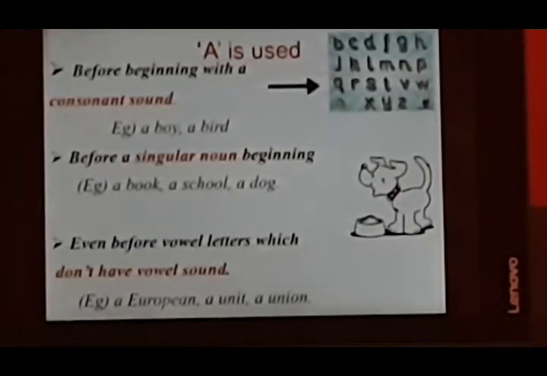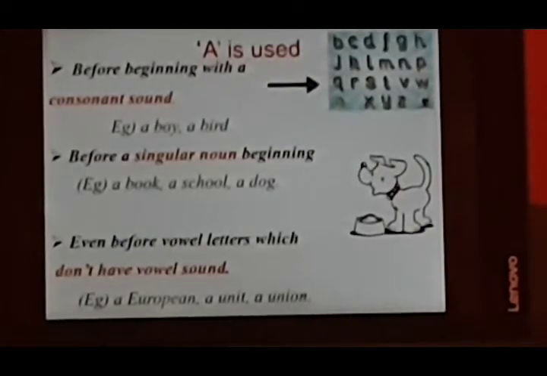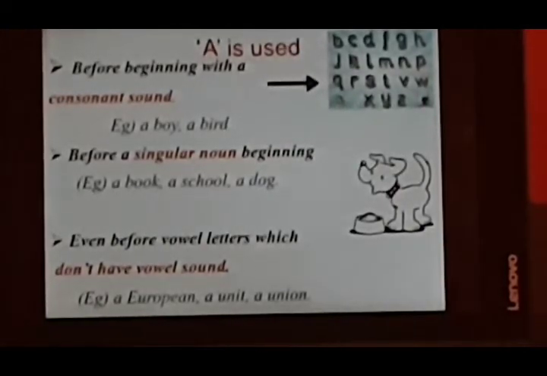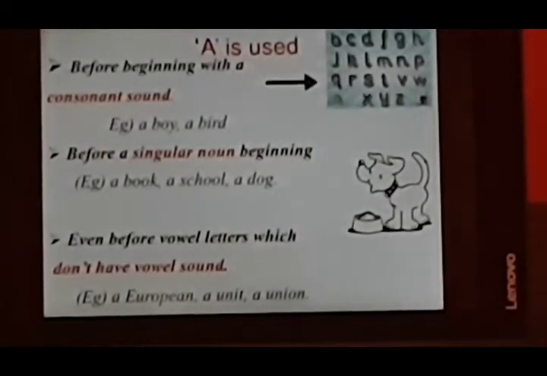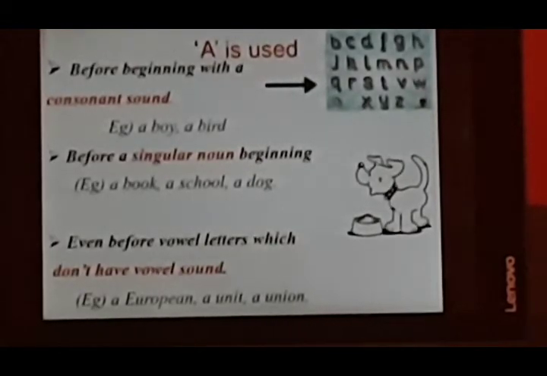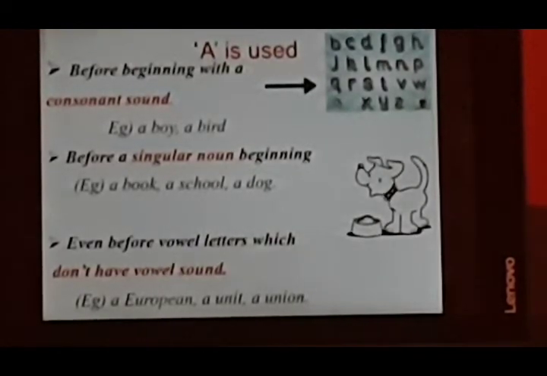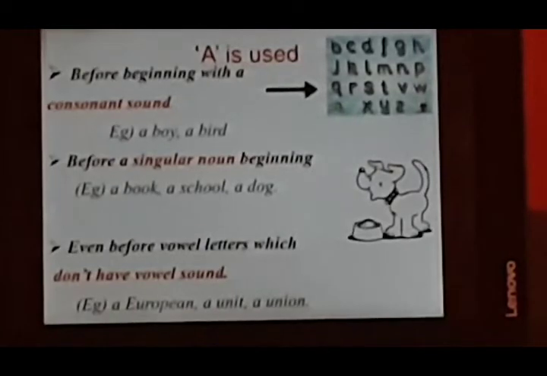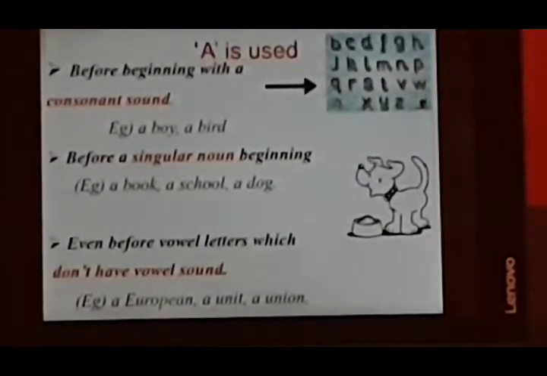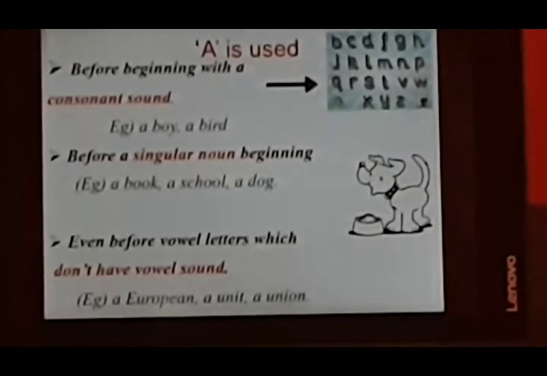Before a singular noun beginning with the consonant sound. For example, a boy, a book, a school, a dog. Even before vowel letters which don't have vowel sound. See, this is also important. They are also used with words beginning with vowel letters, which do not have vowel sound.